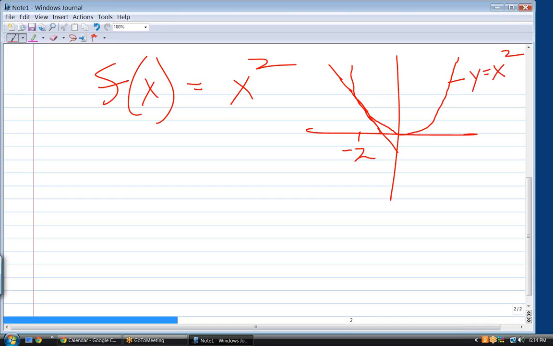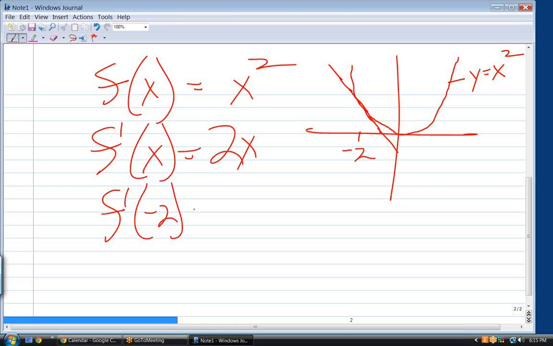So let's talk about how we're going to find the equation of that line. What's the most important part of the equation of any line? Slope. Okay. What is the slope of this thing when x is equal to minus 2? Negative 4. So it's the first derivative evaluated at minus 2, which indeed is equal to minus 4. So my slope equals minus 4.